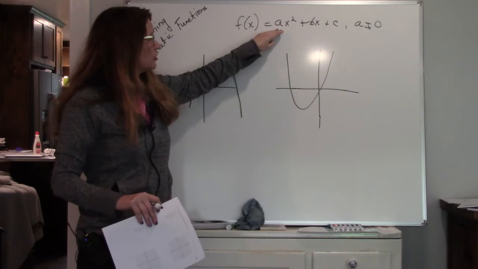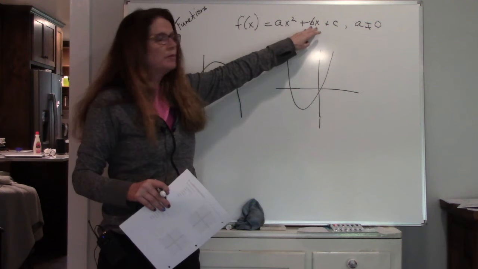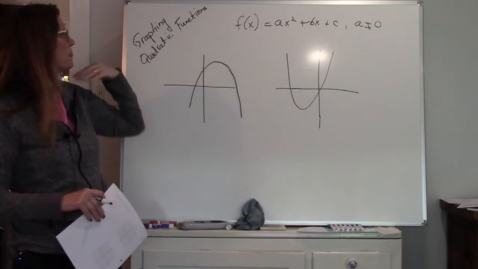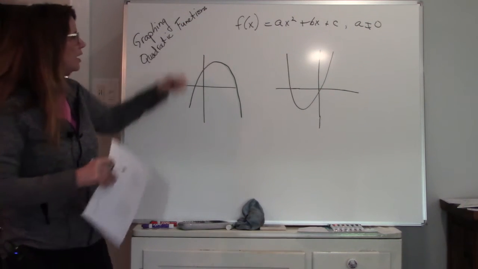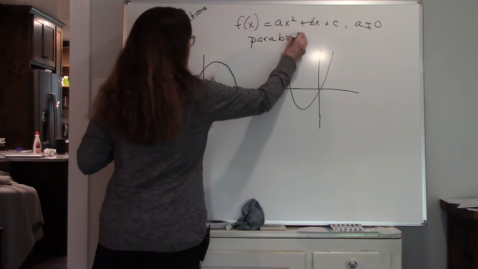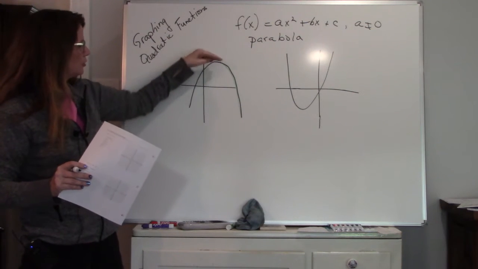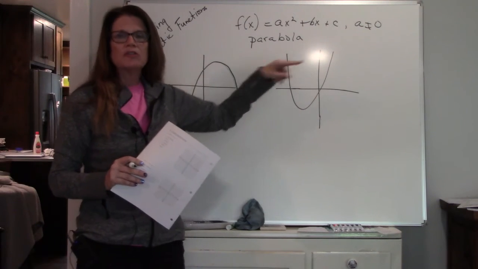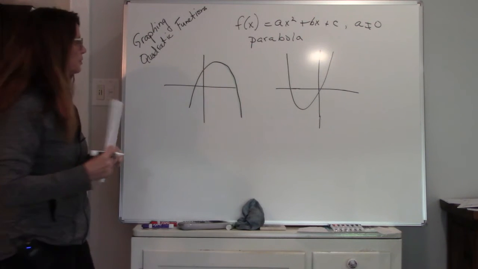A is the coefficient next to the x squared. B is our coefficient next to the x, and c is our constant. So every quadratic function will be written in this format. A quadratic function has a graph called a parabola, and the parabola can either go down, so it opens down, or it can open up. So it depends on what our a value is, determines whether it opens up or opens down.